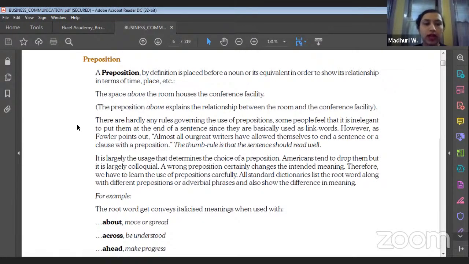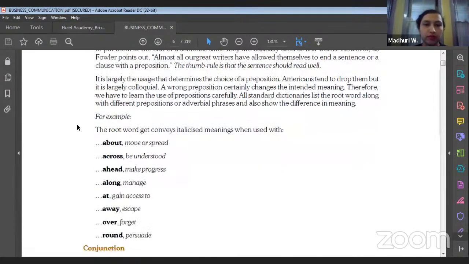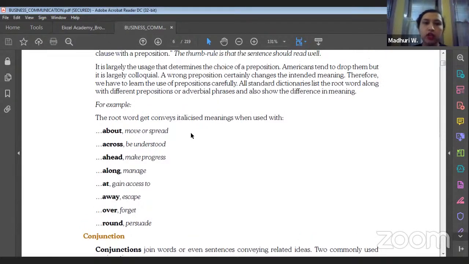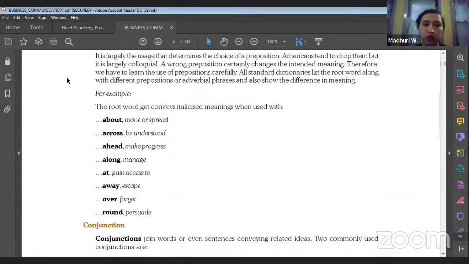So let's take a look at some other prepositions. About, for example, move or spread, across, be understood, ahead is like make progress, right? Sometimes in colloquial usage, prepositions are sometimes used wrongly. Okay? And that's why you have to be very careful when you learn the correct usage of prepositions. So take a look at the dictionary for a list of prepositions and how to use them correctly, right?